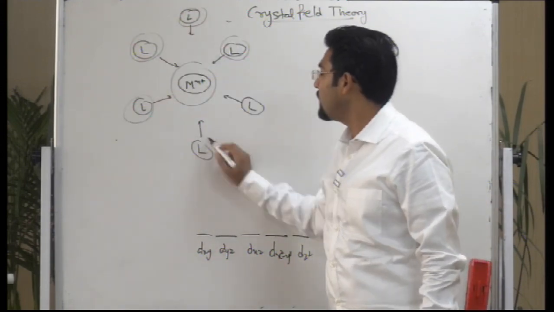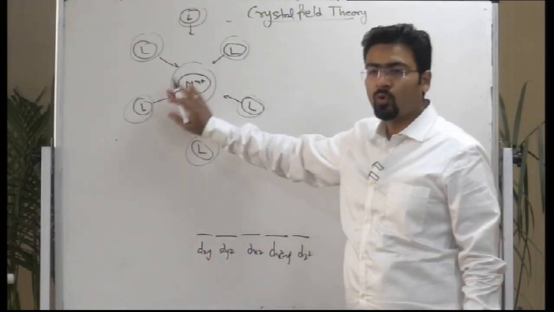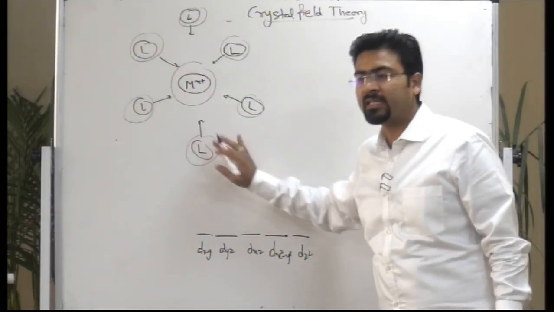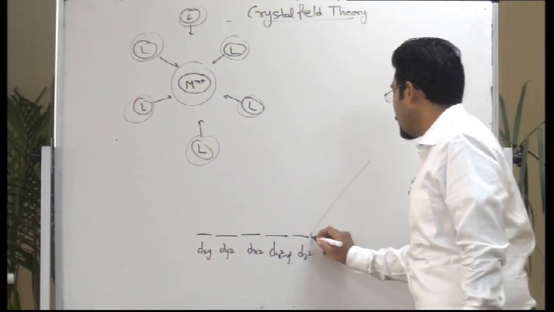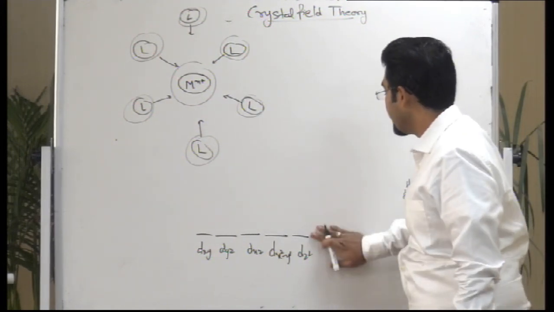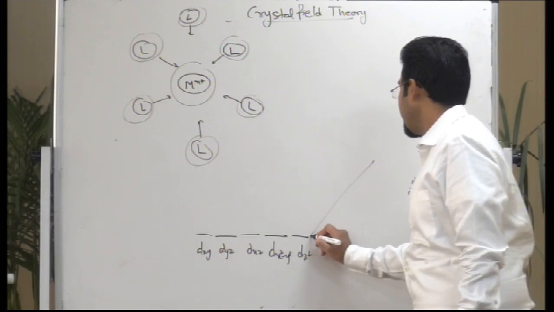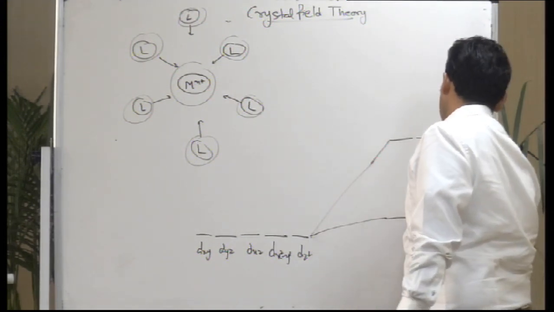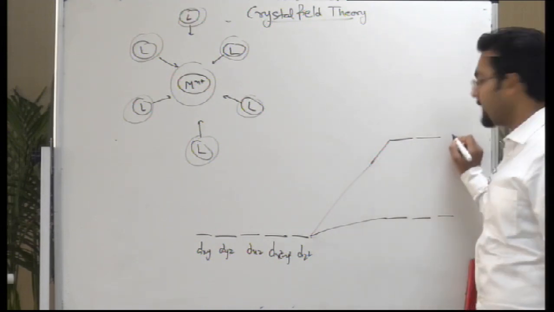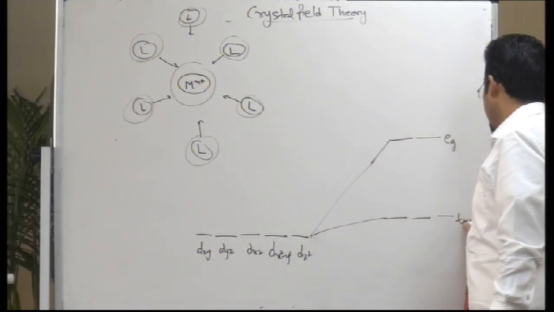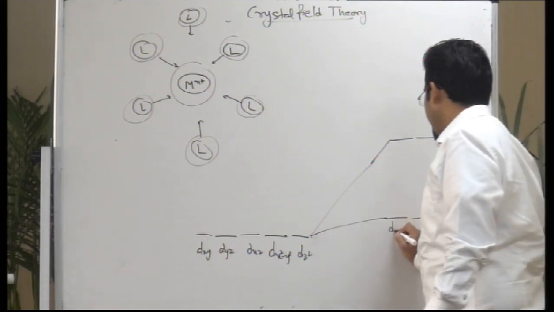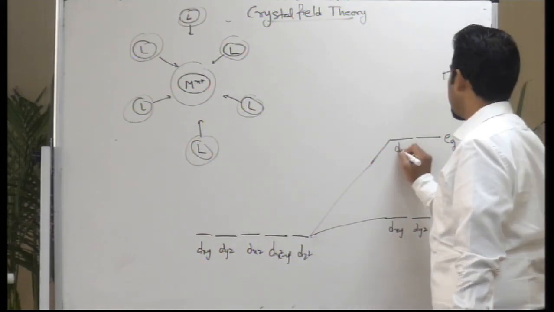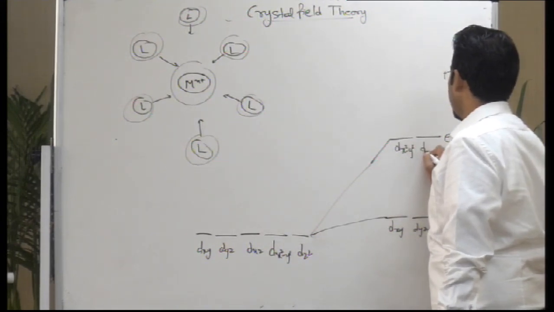try to form bonds with 6 ligands through an octahedral geometry or through an octahedral field, so in the presence of the octahedral field of 6 ligands, these 5 orbitals get divided into 2 sets. One set is called, what is it called? Eg. Another set is called T2g. So the T2g contains dxy, dyz, and dxz, and Eg consists of dx2-y2 and dz2.